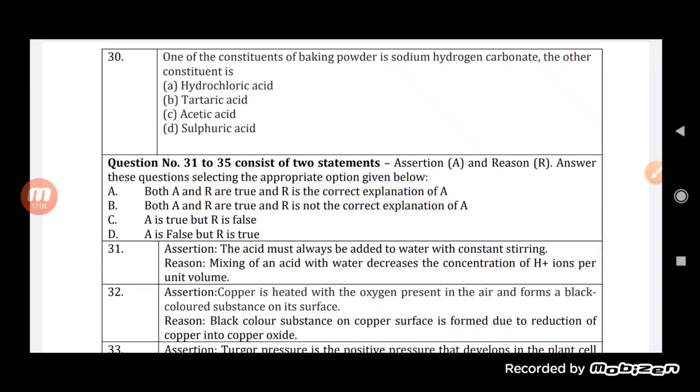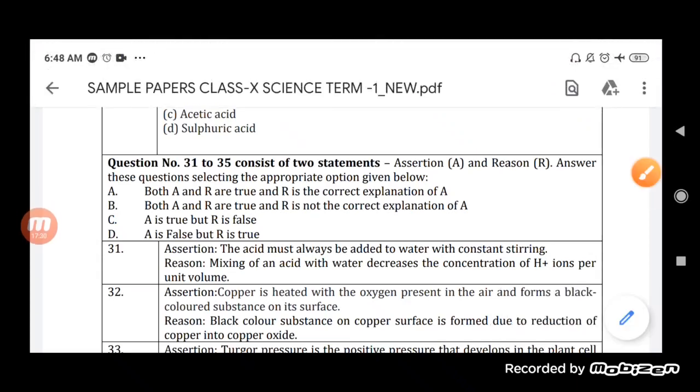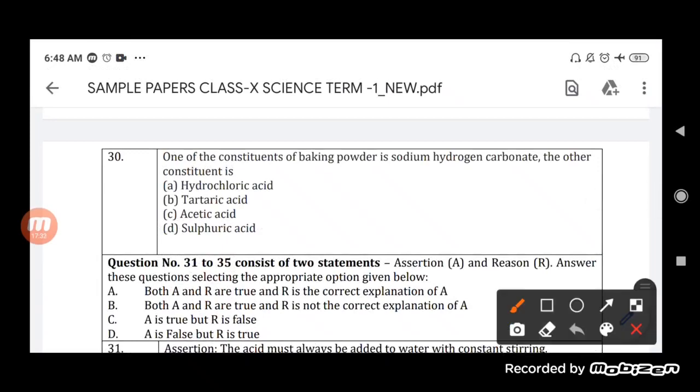Now the baking powder is made up of a baking soda, and the other is an acid which is also added in order to change the baking soda or sodium hydrogen carbonate into baking powder. So the correct option will be tartaric acid. It is the tartaric acid which is used to convert the baking soda into baking powder, tartaric acid.